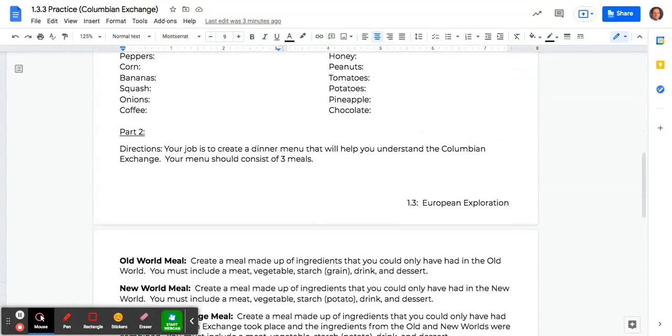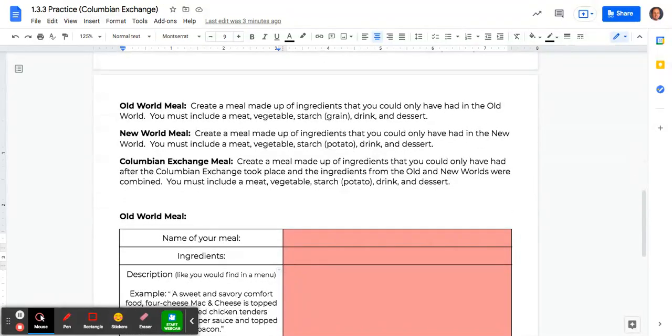Part two, your job is to create a dinner menu that will help you understand the Columbian Exchange. Your menu should consist of 3 meals. So you need an Old World meal. So this is making a meal that you would have only been able to have in the Old World. This is all meaning before Columbus. So what is a meal that you could have only had in the Old World? So you would need a meat, a vegetable, a starch, so a grain of some kind, a drink, and a dessert. And then you also need to do the same thing with the New World menu or meal.